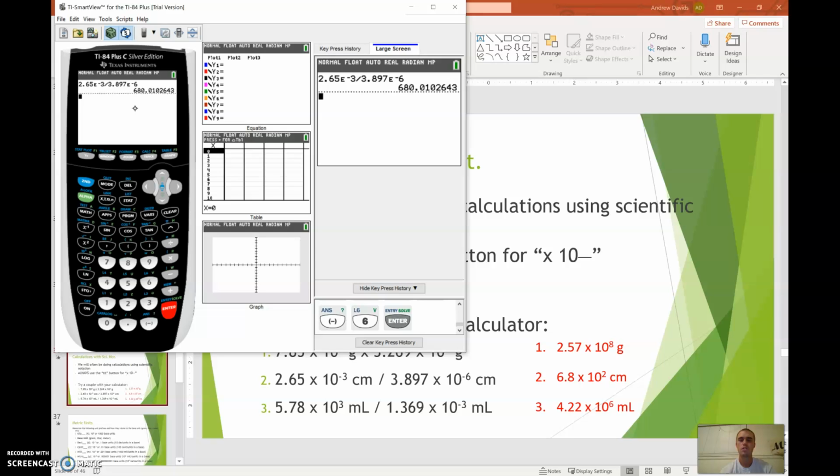4.22 times 10 to the 6th milliliters. All right. Pause the video. Type that into your calculator. If you don't get this, I want you to come show me on Zoom.